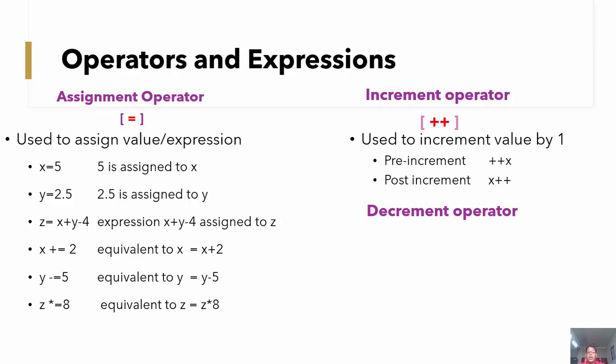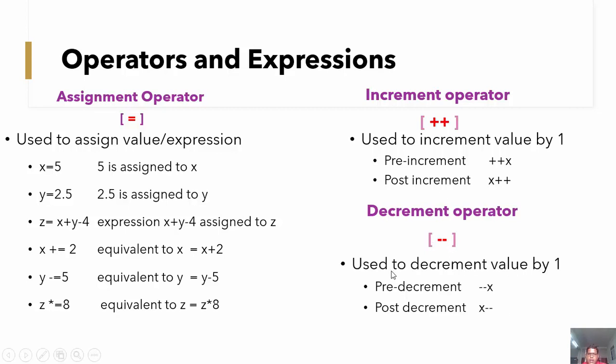The next operator is the decrement operator. The decrement operator is basically indicated by using two subtraction signs. It is used to decrement the value of any variable by 1. As with increment, two types are there. The first type is called pre-decrement, where we first define the decrement operator followed by the name of the variable, whereas in post-decrement, first the variable is defined and after that the decrement operator is used.